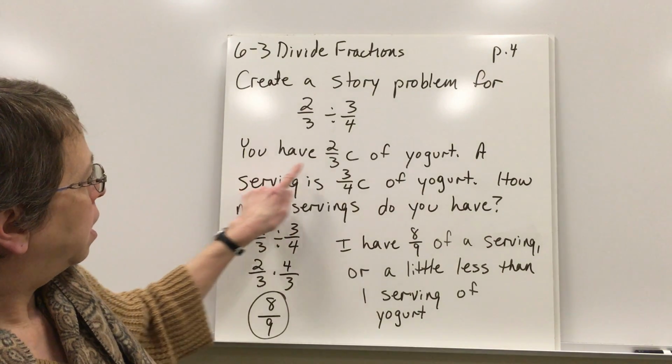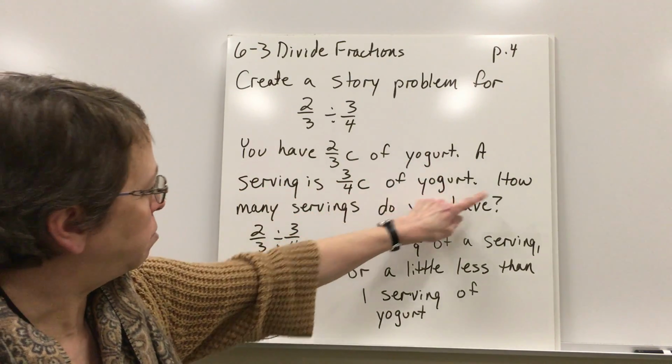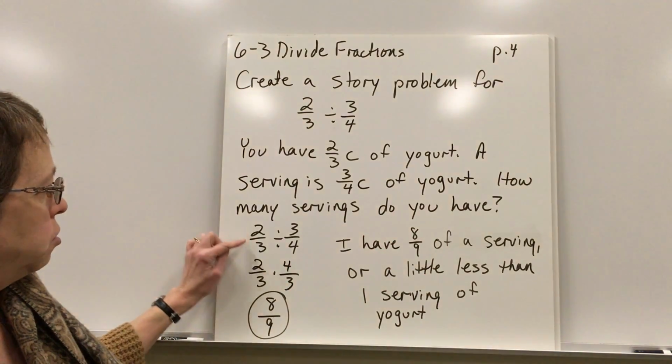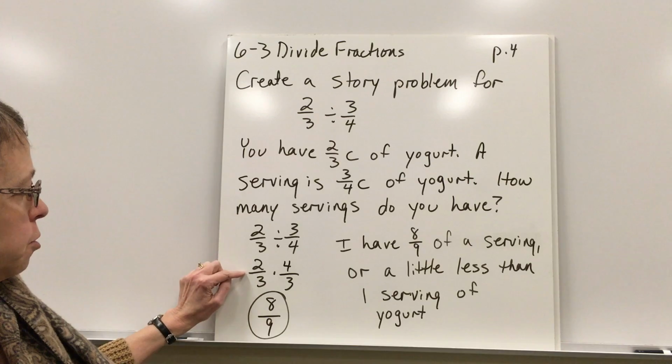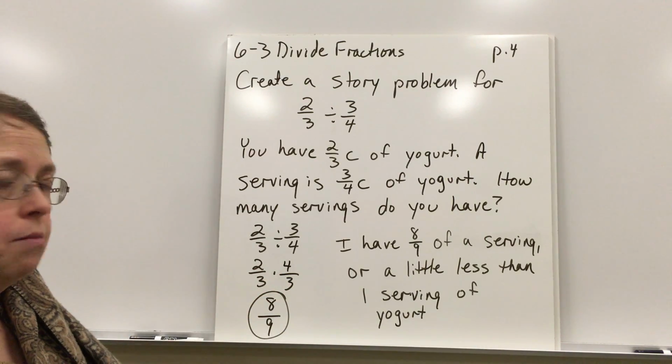So I have 2/3 of a cup of yogurt. Serving is 3/4 of a cup of yogurt. How many servings do I have? How many groups am I making? So 2/3 divided by 3/4. First number stays the same, reciprocal of the second one. I get 8/9. That makes sense.